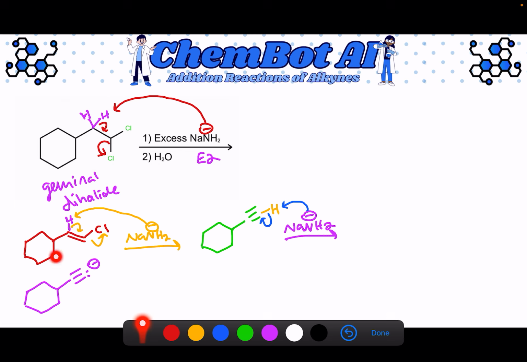Now, in order to turn our negative charge back into a neutral species, we are going to enlist the help of water, where the electrons from our acetylide ion are going to be attracted to one of our hydrogen atoms in water, and the electrons from the bond will fall back onto the oxygen atom to form our neutral final product.